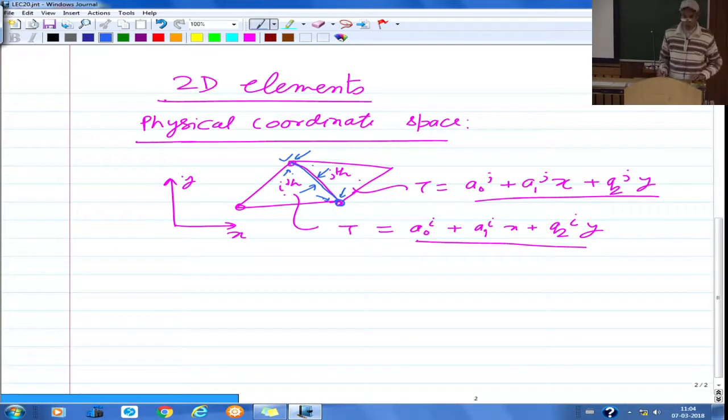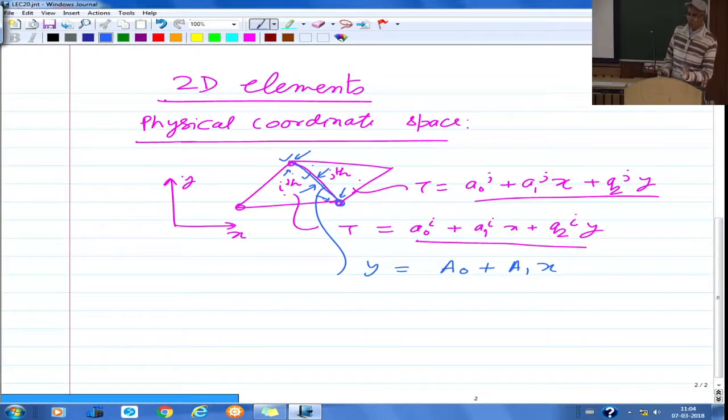Now, in between what happens? Since we are moving along a particular edge, this is a straight line, so the equation of this straight line is y equal to A0 plus A1 x. When you want to evaluate the temperature distribution along this blue line belonging to the ith element, in this expression you put y equal to A0 plus A1 x. When you do that, this will still be a linear function in x.